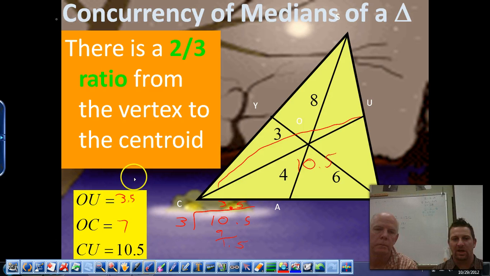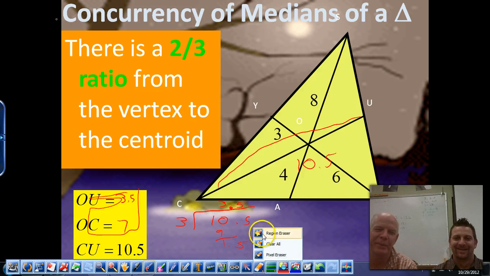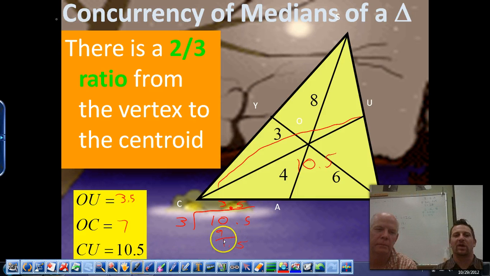And if you add those two together, 3.5 and 7, whoopsie. Wow, let me erase that. Sometimes this thing just doesn't like me. So 3.5 and 7, if you add those together, you get that 10.5. Okay? Anything, Mr. Scritchfield, you'd like to add there? No, I think you got it.